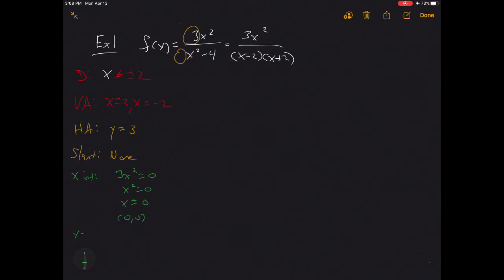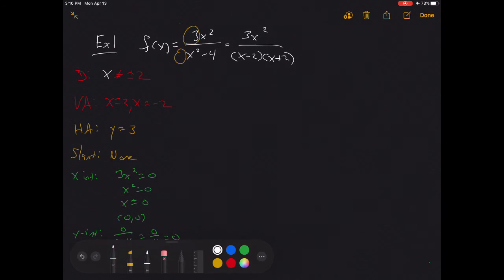The y-intercept is what you get when you plug 0 into both the numerator and the denominator. If I plug 0 into the top, I would get 3 times 0 squared, that's 0, over 0 squared minus 4. I get 0 over negative 4, that's still 0, because 0 on top divided by anything other than 0 is still 0. So then I would also get (0, 0). Okay, which means that this graph intersects the axes simply at the origin.